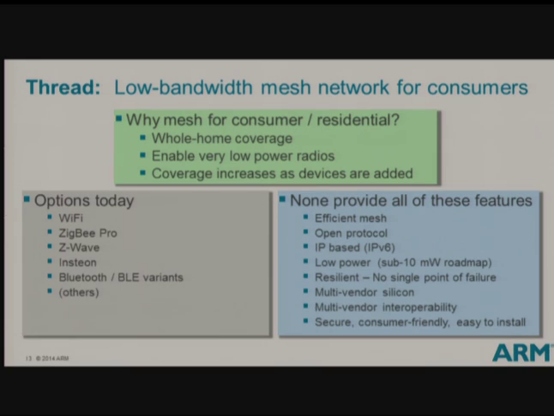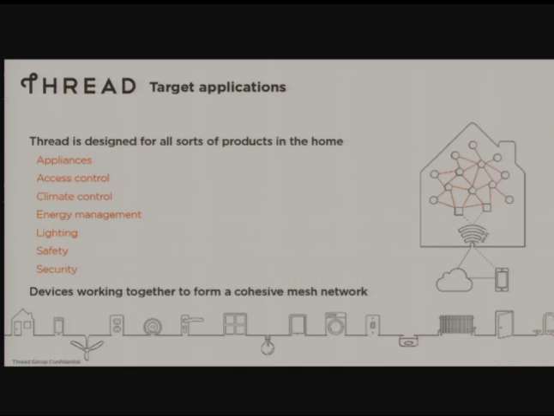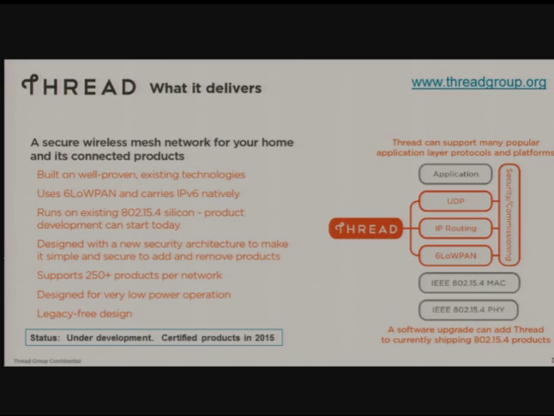I think in order for the Internet of Things to grow, we need to see one of those hockey stick type curves on 15.4 mesh radios because they're just very useful. So here's the marketing literature about Thread. Won't spend much time on that. Thread is for appliances, access control, climate control, energy management, thermostats, lighting, safety, security, that kind of thing, a mesh network. And it's built on well-known standards.